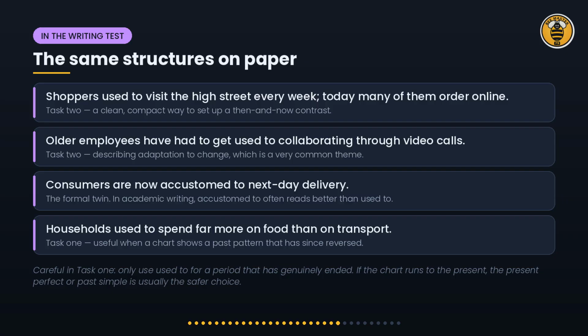In task 1, used to can be useful when a chart shows an old pattern that has since reversed. But be careful. Only use it for a period that has genuinely ended. If your chart runs right up to the present, the present perfect or the past simple is usually the safer choice.